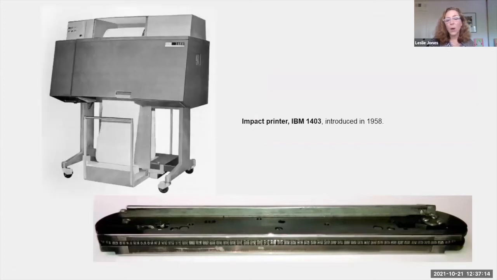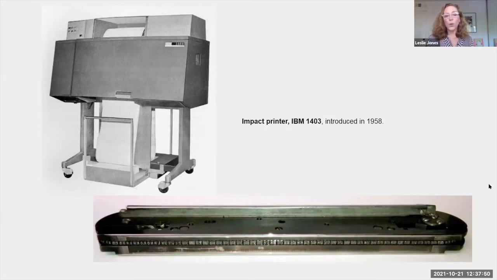Now, the last output device in use at the time was the impact printer, also known as a line printer. As its name suggests, the impact printer uses physical force to apply the design to paper, similar to a typewriter. The IBM 1403, shown here, had a spinning chain with hammers to strike the characters, which were letters, numbers, punctuation marks, basically what you would find on a keyboard today. And I'm showing here the spinning chain in the bottom part of this slide.